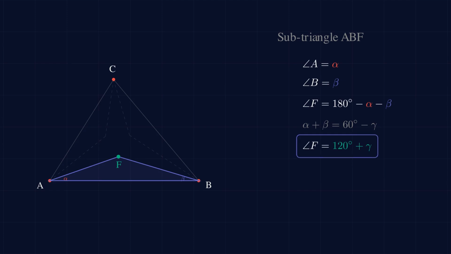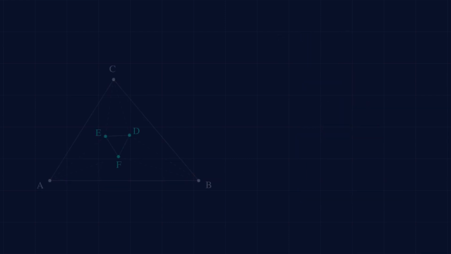Now apply the sine rule in triangle ABF. AF over sine beta equals AB over sine of 120 plus gamma. This gives us AF explicitly. Now here's the key step. Look at triangle AEF. We know AF from the last calculation. The angle at A is alpha, it's the next trisector line over.